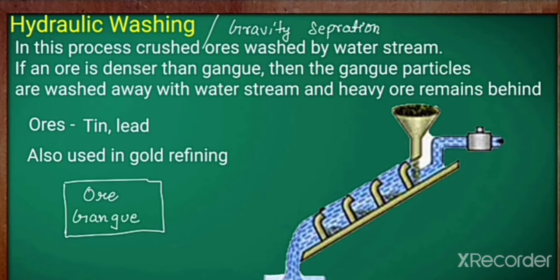Hydraulic washing. In this process, crushed ore is washed by a water stream. If the ore is denser than the gangue, then the gangue particles are washed away with the water stream and the heavy ore remains behind. Ores like tin and lead. It is also used for gold refining.